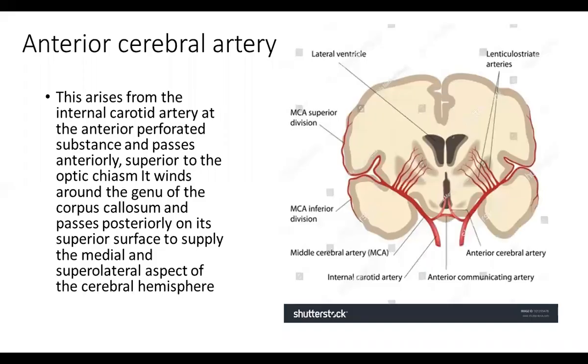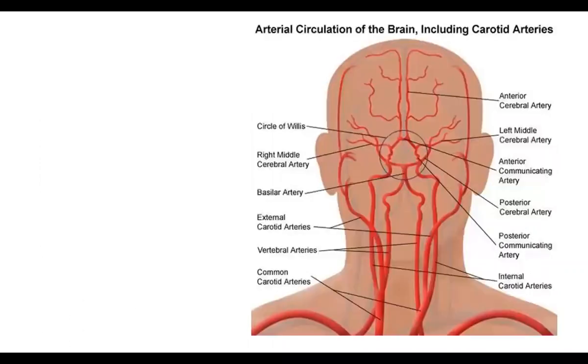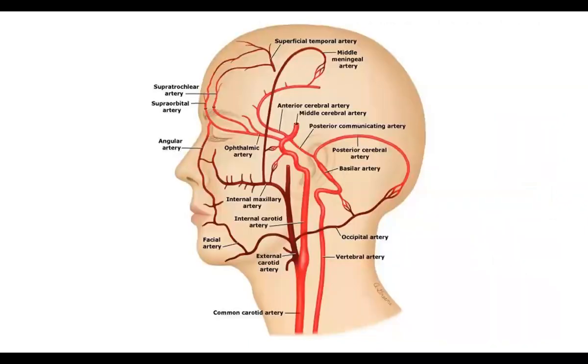Anterior cerebral artery: this arises from the internal carotid artery at the anterior perforated substance and passes anteriorly, superior to the optic chiasm. It winds around the genu of the corpus callosum and passes posteriorly on its superior surface to supply the medial and superior lateral aspect of the cerebral hemisphere. This is the anterior cerebral artery, and these are its branches.